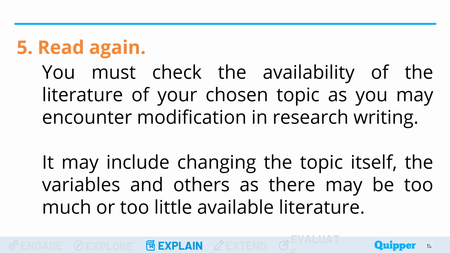Then read again. You must check the availability of the literature of your chosen topic, as you may encounter modification in research writing. It may include changing the topic itself, the variables, and others, as there may be too much or too little available literature. So you have to read again and again until you polish or finalize your research topic. You have to consider the availability of literature about your planned research. It's very important that you are well equipped in conducting a research study.